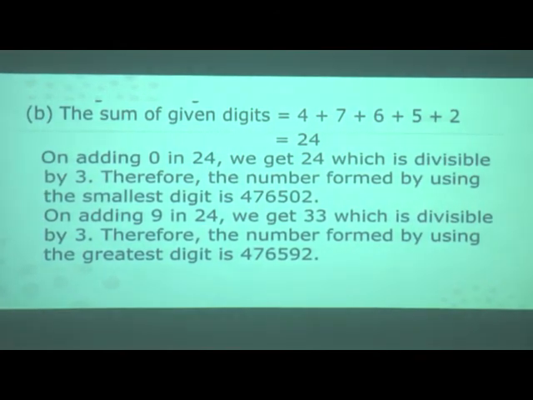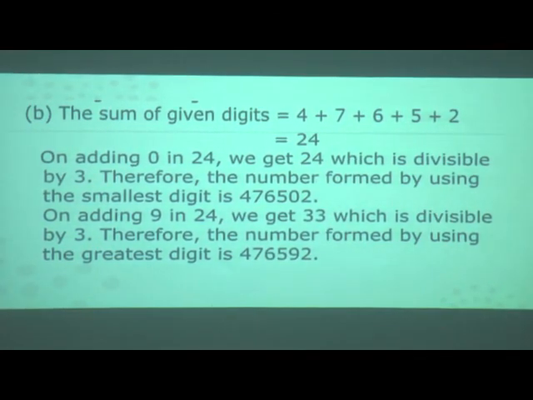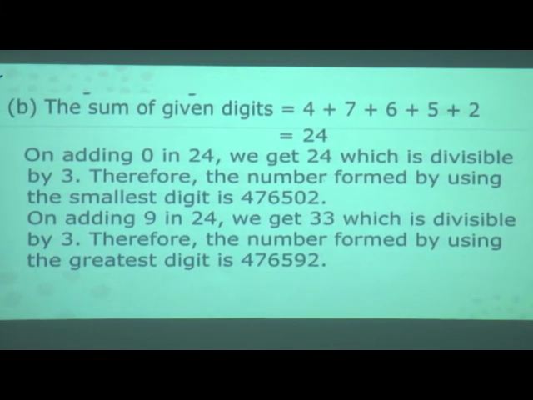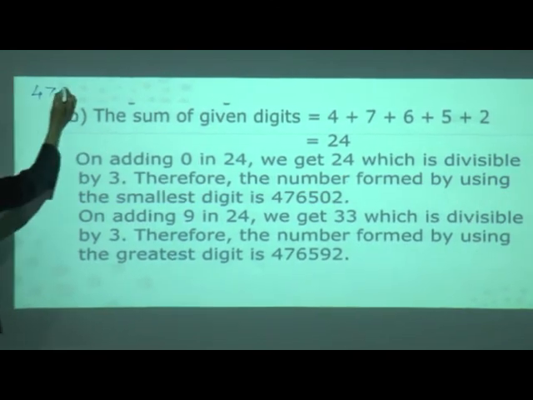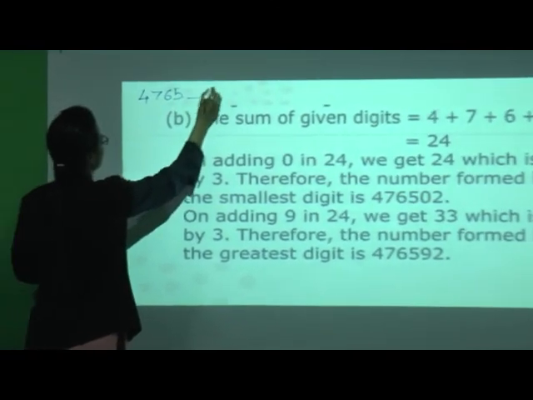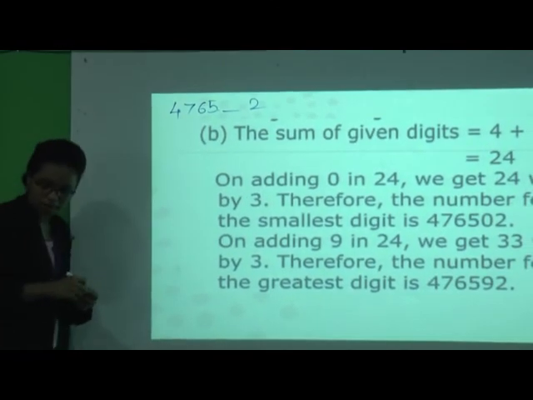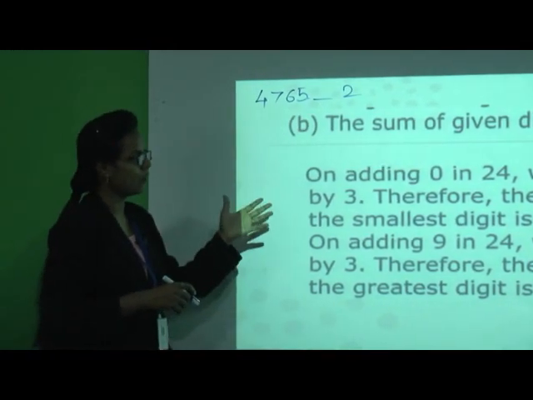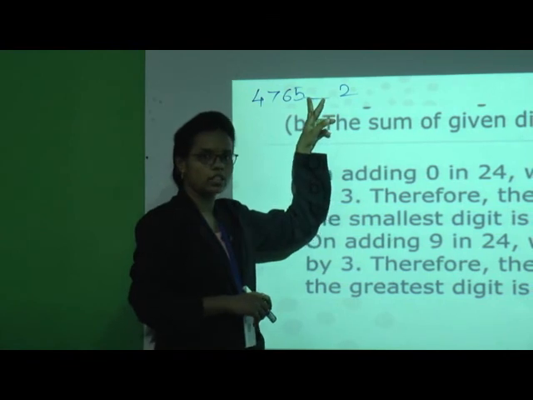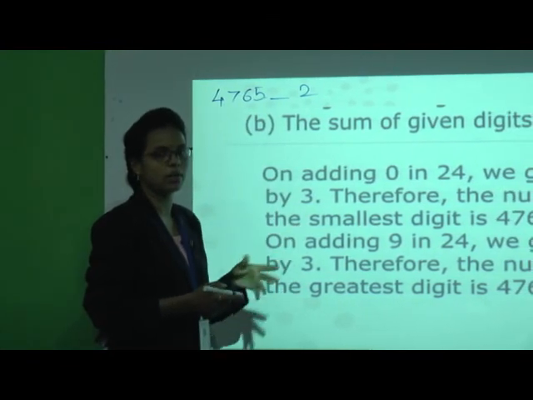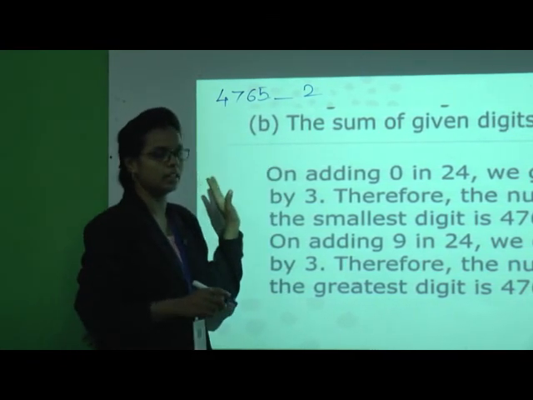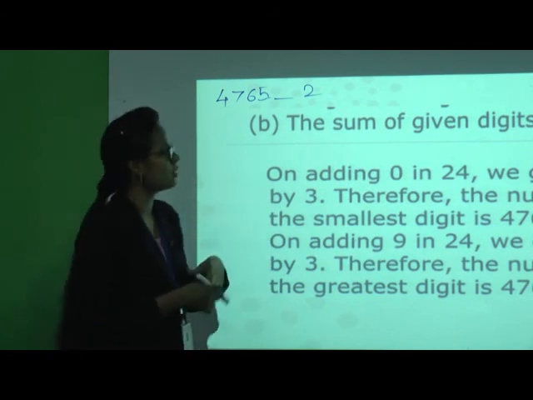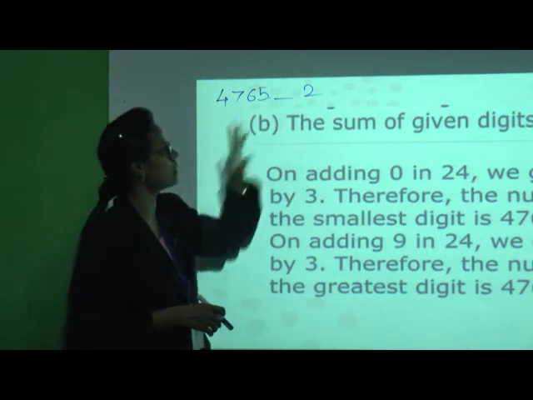See here, the next question was 4, 7, 6, 5 and dash 2. Okay, we have this number and here is the blank space. We have to again find the smallest digit as well as the greatest digit which can fit in this, and the number should be divisible by 3. Okay, so let us see the sum of these digits first.